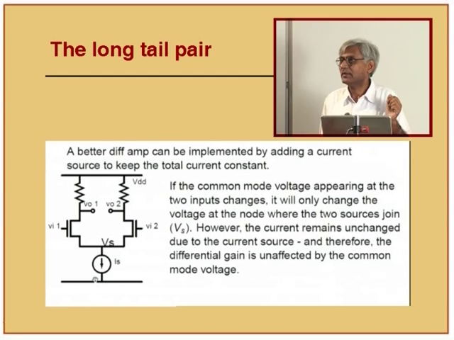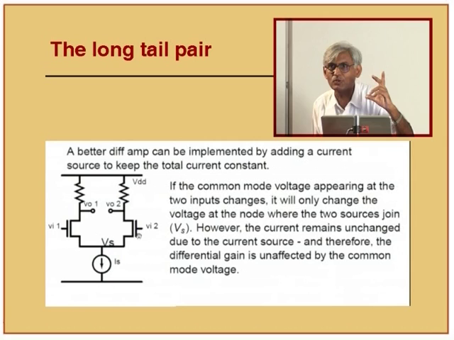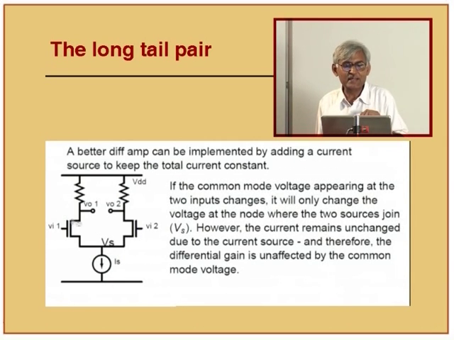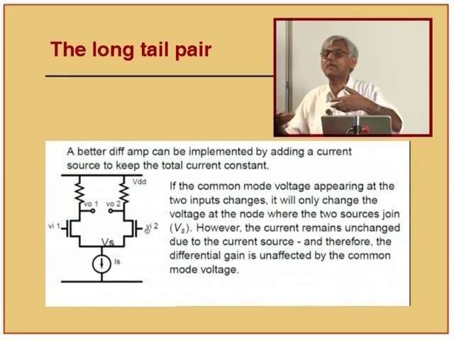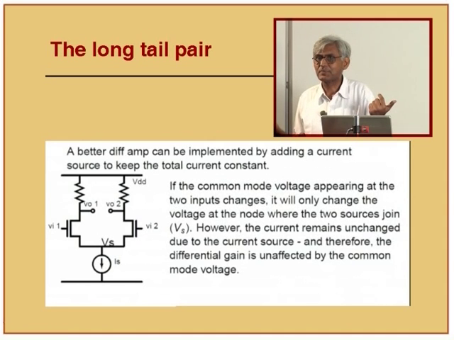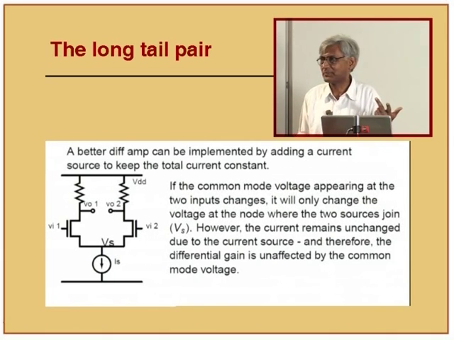So what we do is we put a current source here. Now because of this current source, if these two voltages are the same, irrespective of what their absolute values are, they will get the same fraction of this current source. Okay, so we put a current source, then half the current will go here, half the current will go here. As a result, if the common mode voltage changes, the current will not change.